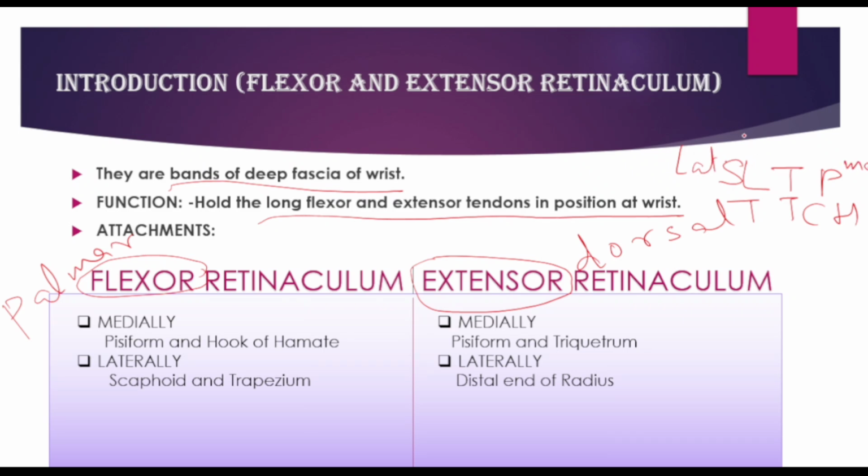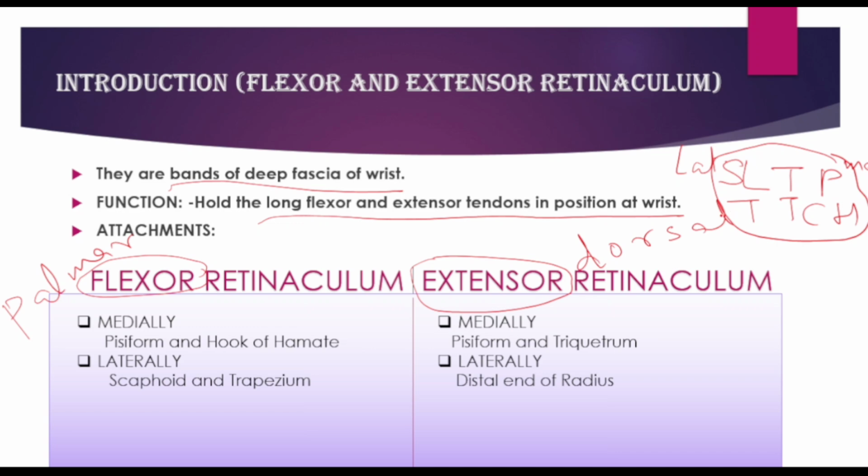Now let's learn the attachments from these only. Flexor retinaculum: medially, pisiform and hook of hamate, and laterally, scaphoid and trapezium. We have learned this. We already know this sequence: she looks too pretty, try to catch her. From this only we will learn medial attachment, pisiform and hook of hamate, and laterally scaphoid and trapezium.